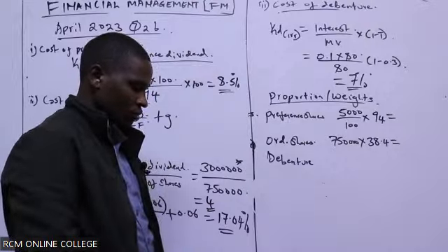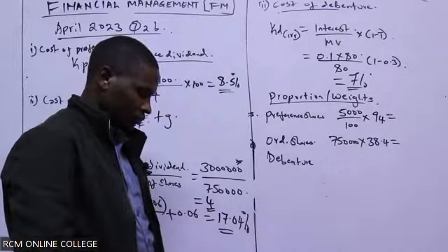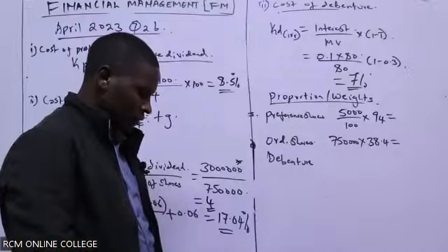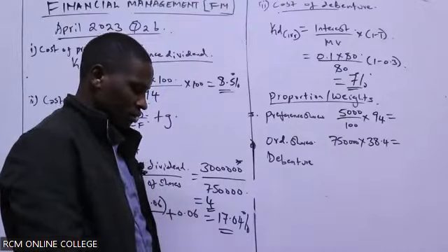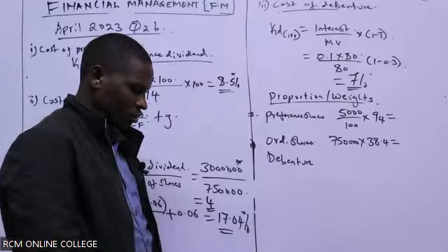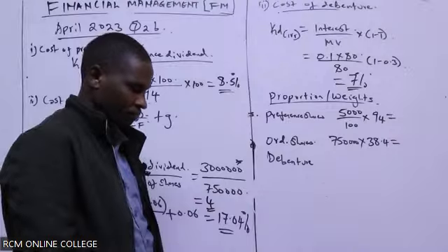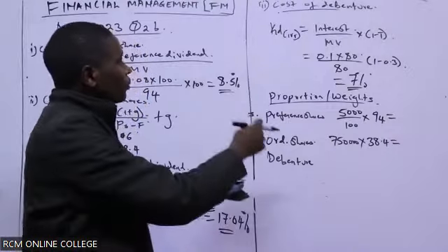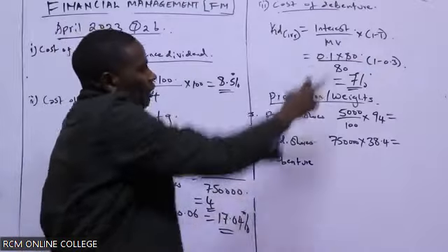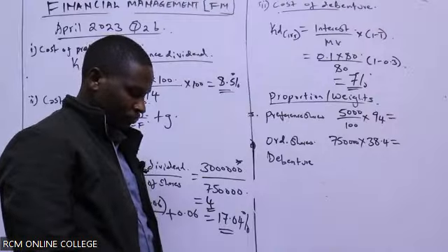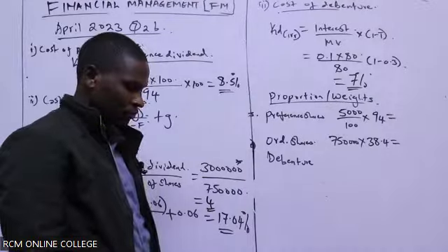Debenture yetu ni ngapi? Debenture hatukuwa na par, si ndio? Debenture we did not have par, right? But now after computation, ama after what they have told us, tumeona par ni ngapi? Ni 80. Tumeona par ni 80.